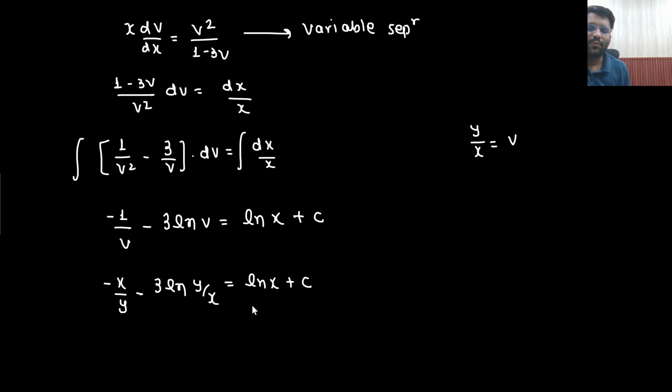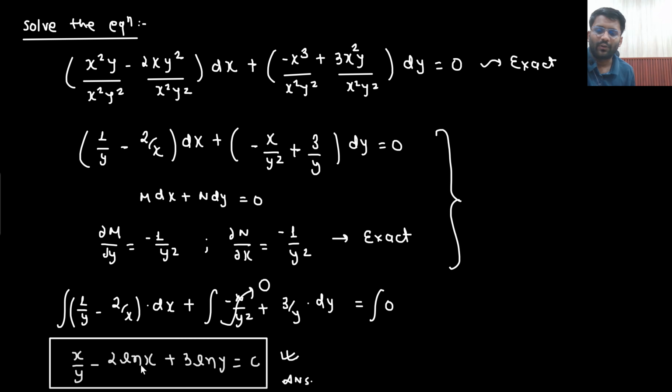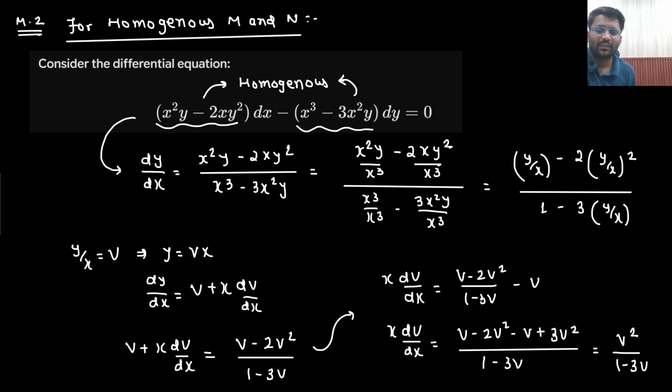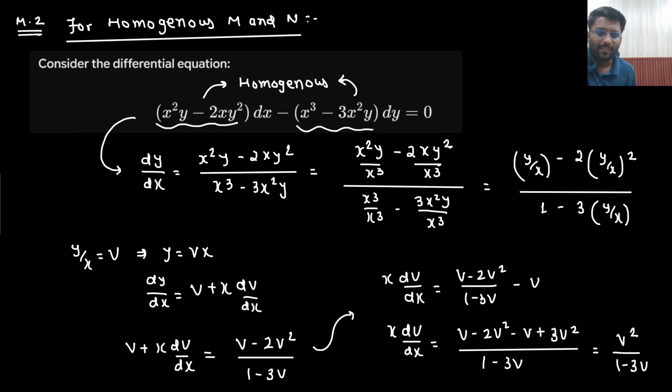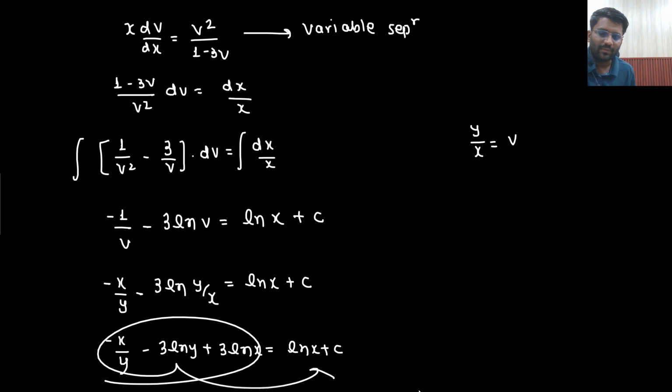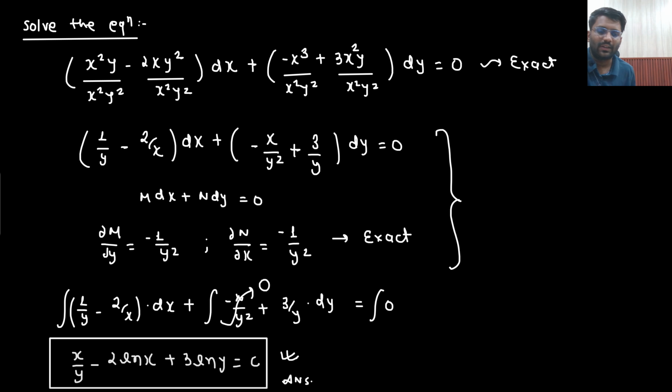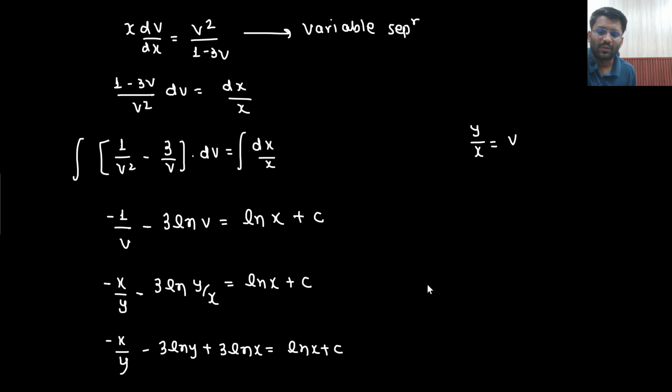This is the answer. Or what you can see here is −x/y − 3 ln y + 3 ln x = ln x + c. In this way we wrote the answer. So we will take this ln x aside, take all of them to this side and the constant to the other side.